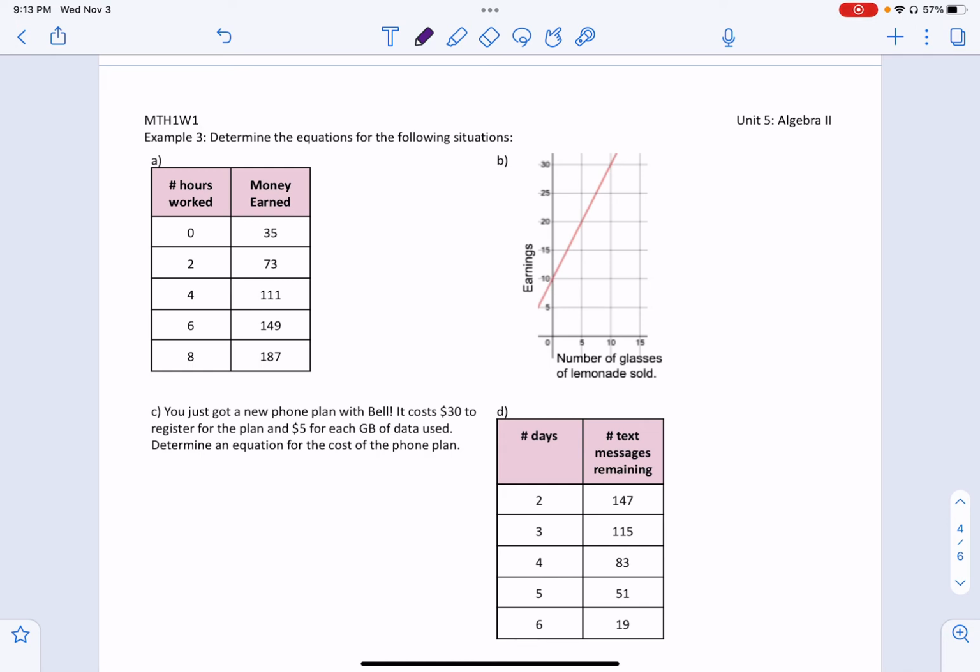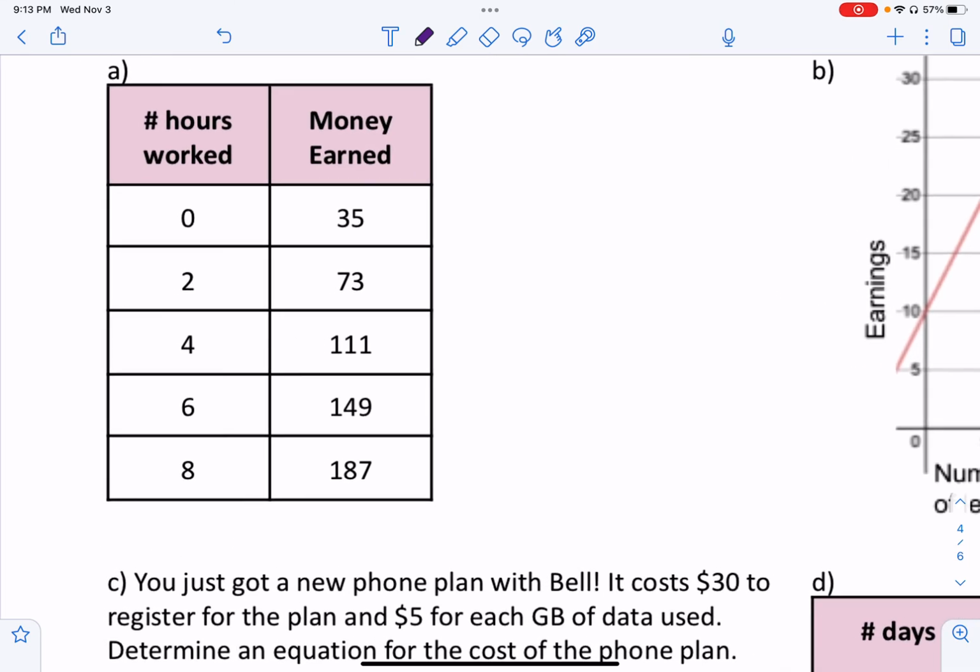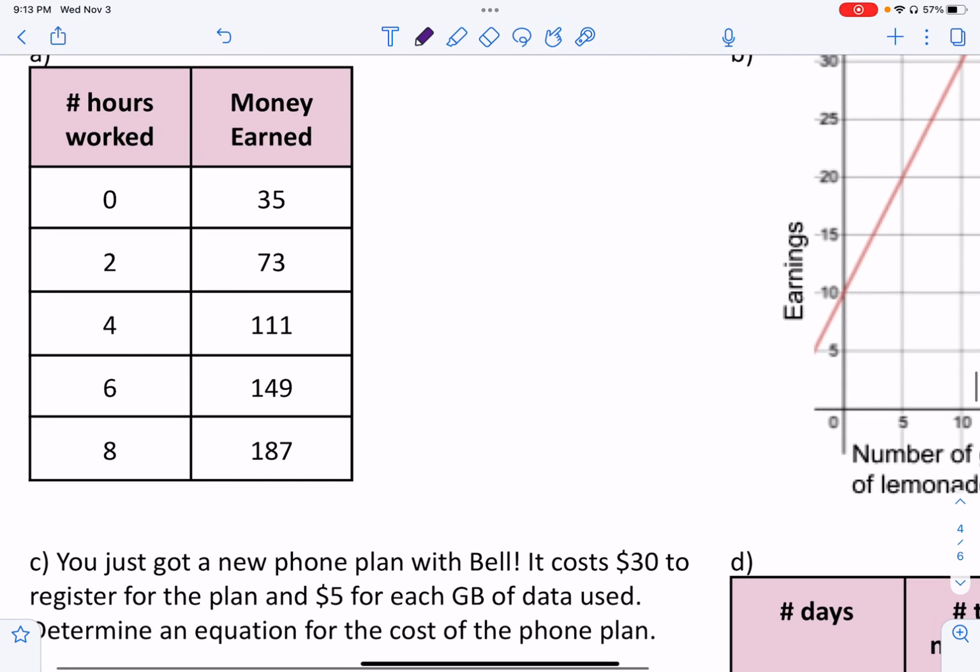So if I look at this first situation, I have some hours worked and some money earned. So if I work 0 hours, I've already earned $35. If I work 2 hours, I've earned $73. So the first thing I want to do is find my initial value. So here's my initial value right here. And that means that just for showing up, I've already earned $35 that day. So this is my initial value.